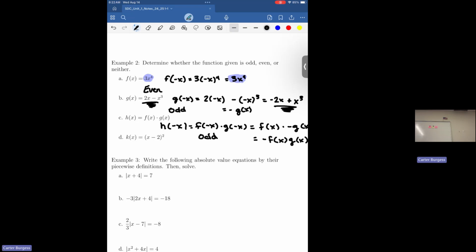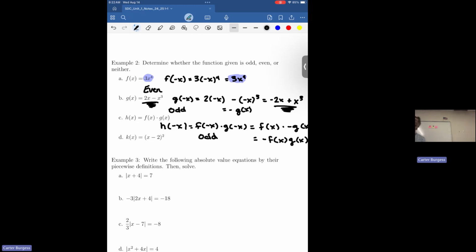What if I take an even plus an even plus an even? What should I end up with? What's positive plus positive plus positive? That's a positive. That's going to be an even. What about four odd functions all added together? What's negative plus negative plus negative plus negative? That is going to be a negative.